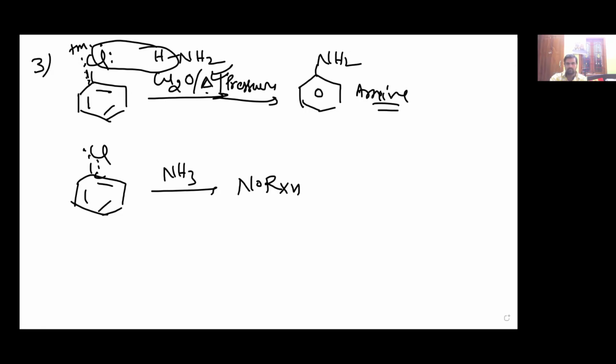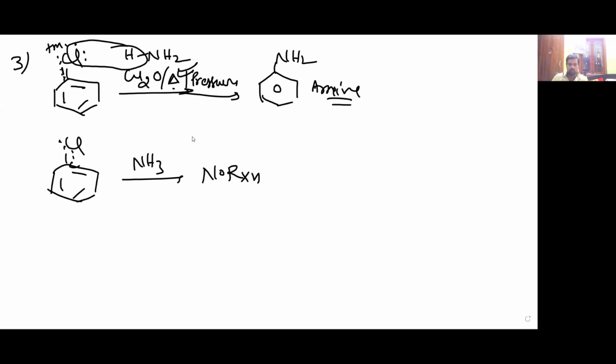The next method of the preparation is from phenol. So how to prepare? This is the phenol. One second. Yeah, this is the phenol. So phenol is treated with ammonia and anhydrous ZnCl2 by heating.